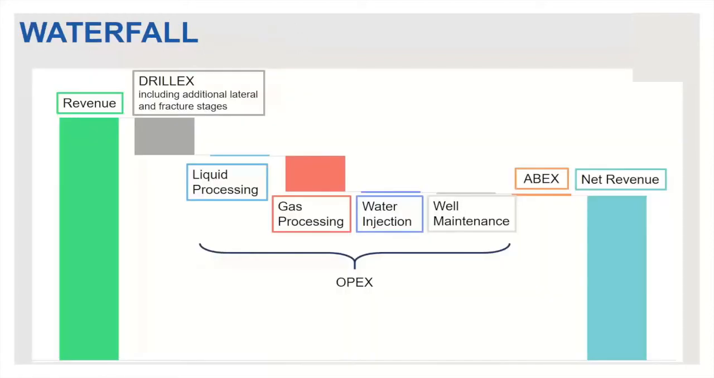So we included within the economic model the cost of fracturing per stage. And what you end up with is a waterfall where the Python script that we set up can calculate the revenue, it can calculate the DRILLEX, and the different OPEX. So it's a really detailed model where you account for liquid processing, gas processing, water injection, and well maintenance. And finally, when the well dies, you've got a certain abandonment cost, and you end up with the net revenue.